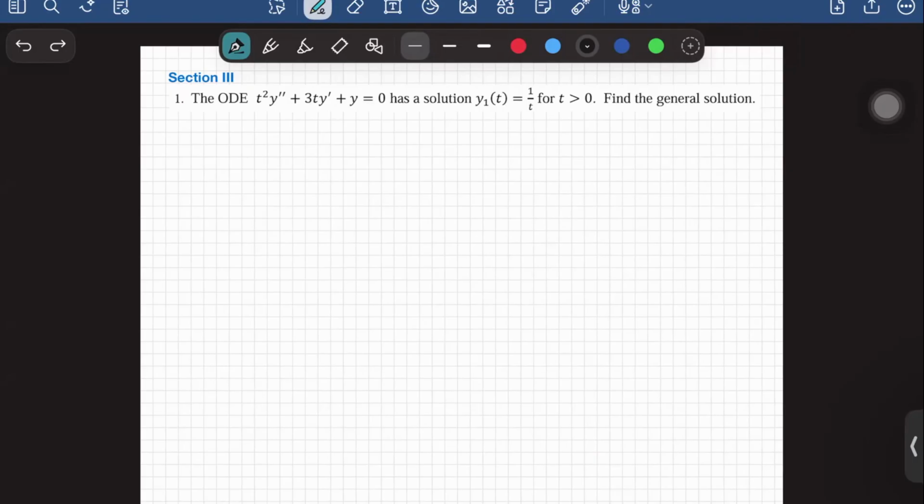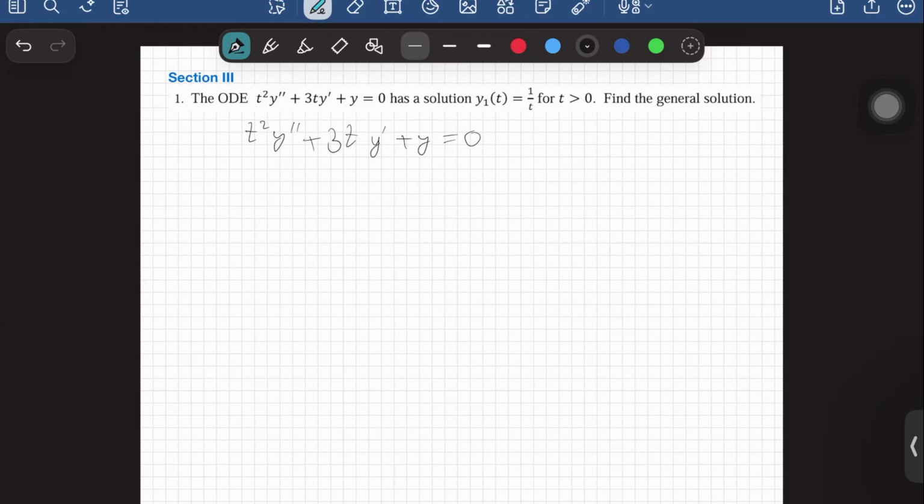Okay, so the ODE t squared y double prime plus 3t y prime plus y equals 0 has a solution y1 of t equals 1 over t for t greater than 0. And then we just have to find the general solution, right? So what's given to us is t squared y double prime plus 3t multiplied by y prime plus y equals 0, right? And this is a Cauchy-Euler equation, right?